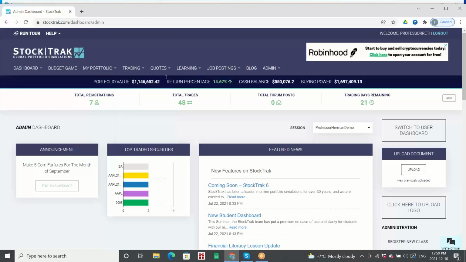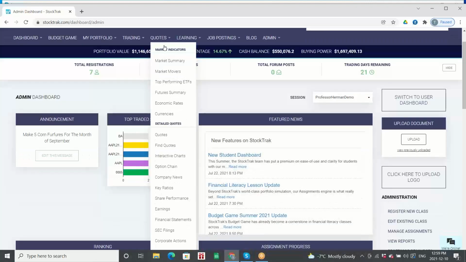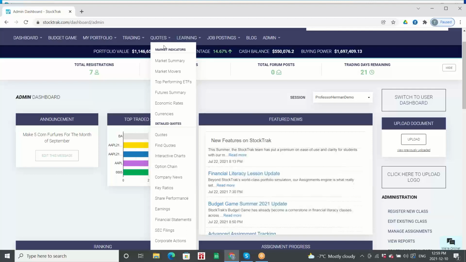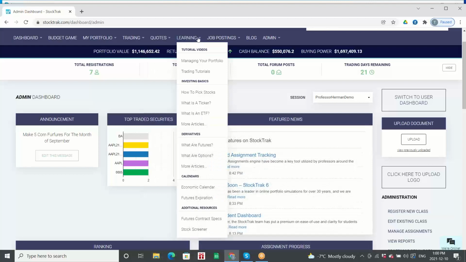So as I said earlier, when we looked at one of our fully branded websites, we also have a full research center. So this is a great way for students to look up a quote, find out latest company information, see top performing ETFs, look at different currencies, get a quote, find a quote, have interactive charts, look up key accounting ratios, and so on. So we have a full complement of that. We also have a full complement of tutorial videos to help a student.